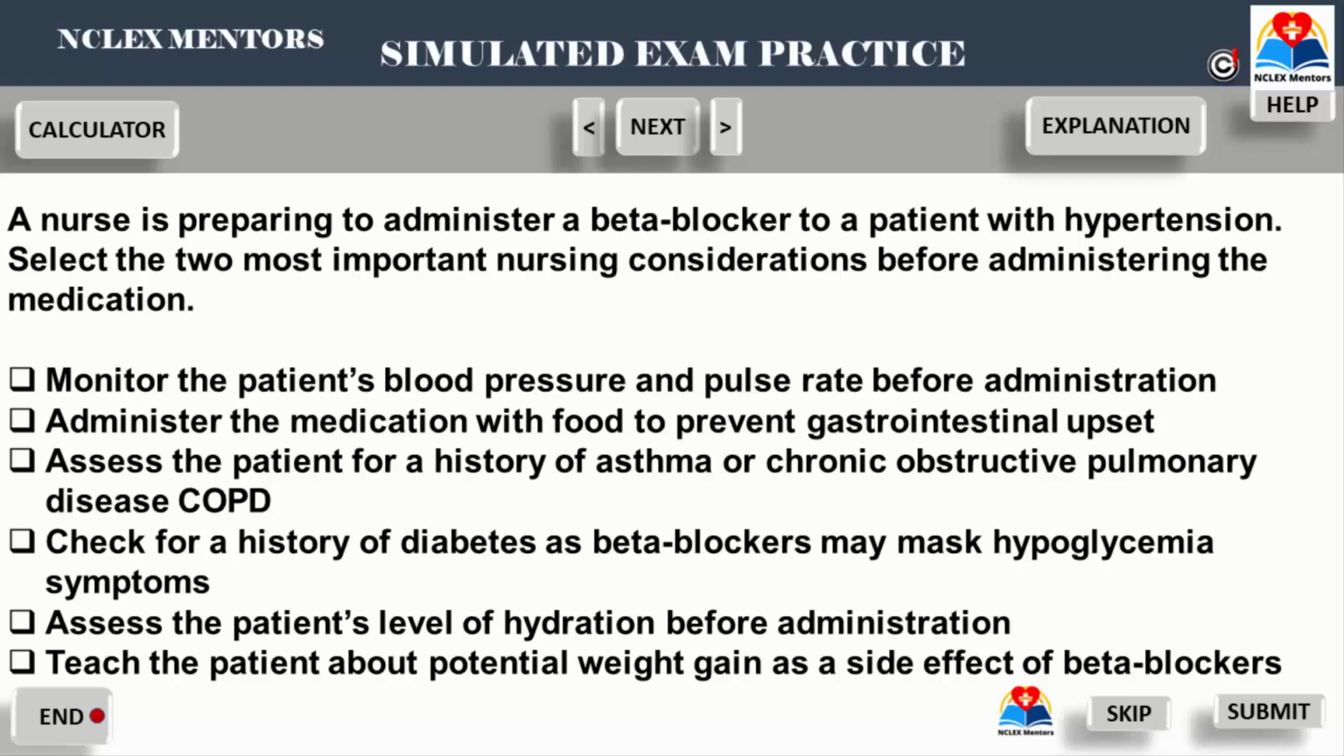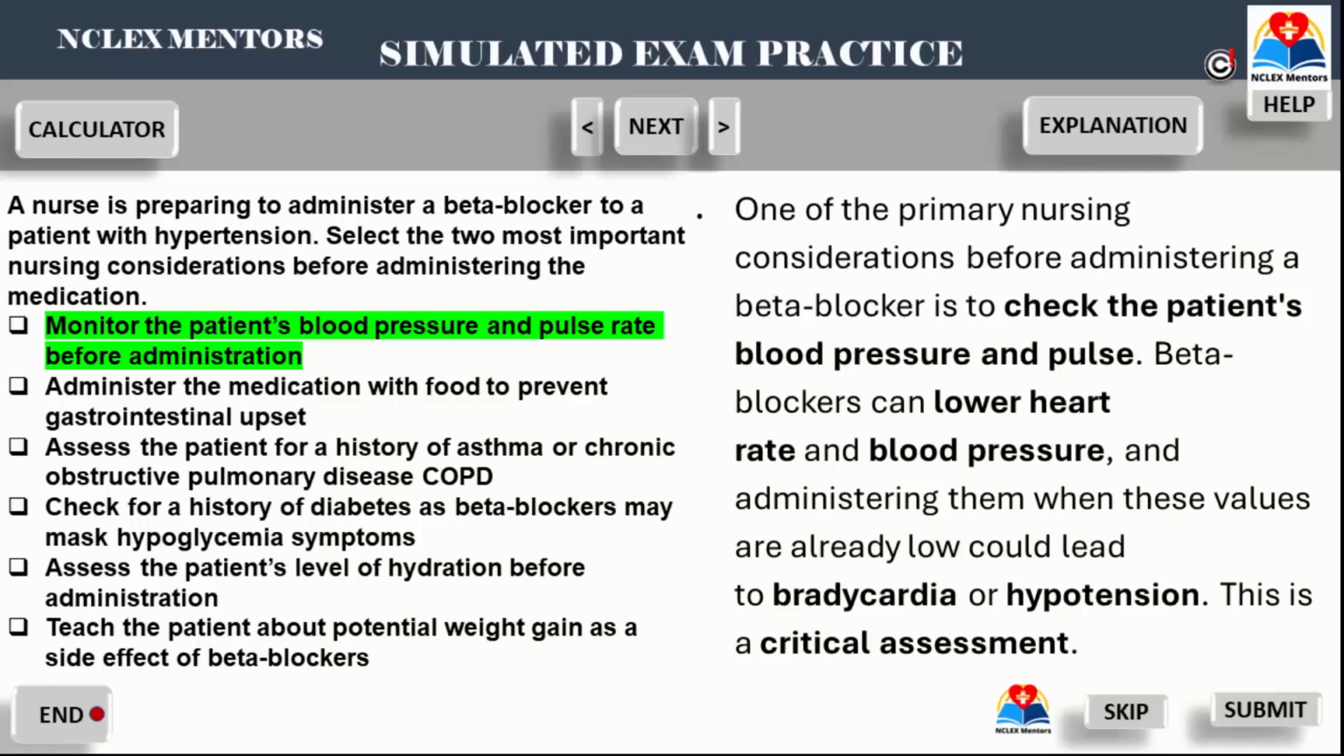Step-by-step analysis. What's the focus of this question? We are looking for the two most important nursing considerations before giving a beta blocker to a patient with hypertension. That means we need to think about patient safety and the key effects of beta blockers. Let's break it down. Analysis of each option.